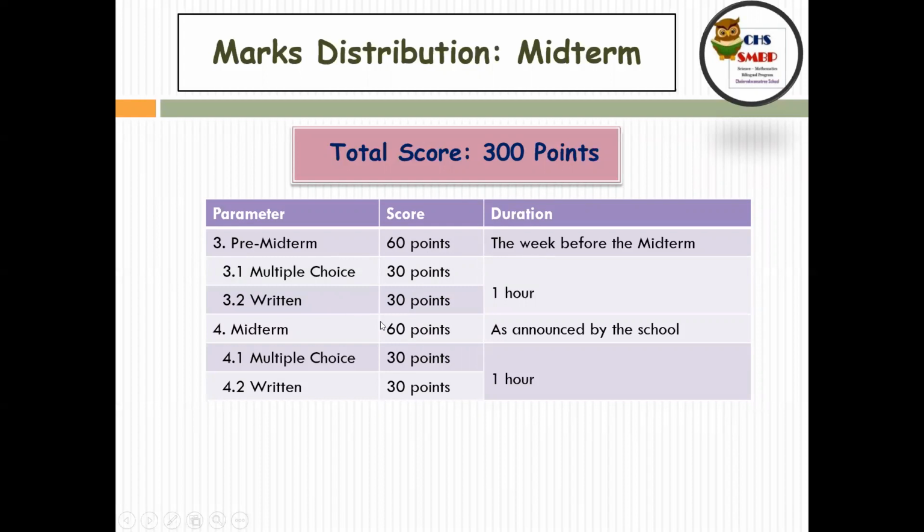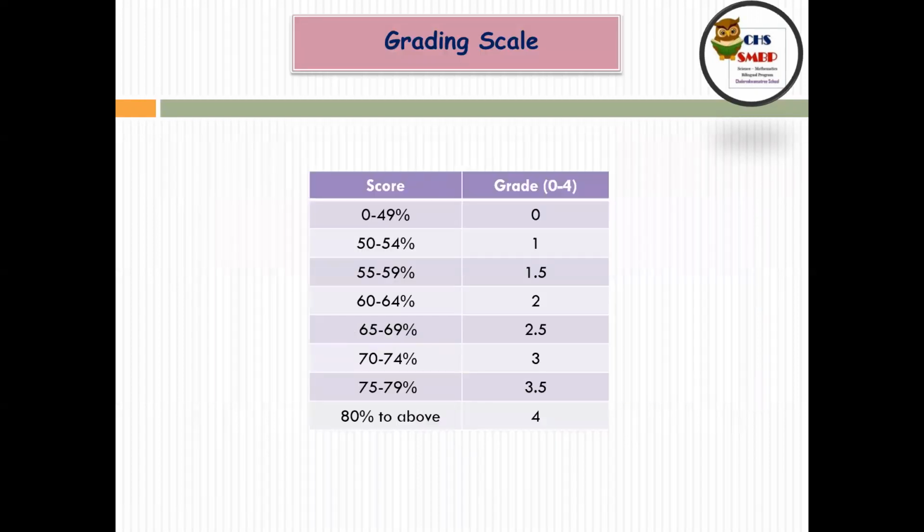Then you will have a break, maybe 1 week, or maybe 3 or 4 days, and then you'll have a midterm for 60 points, with multiple choice questions for 30 points and a written test for 30 points. And if you look at the grading scale, this is the way we grade our students. If you have 0 to 49% marks, then you will have a grade 0. If you get 50 to 54% marks, then you will have a grade 1. And this continues until 80% and above, which will be a grade 4.